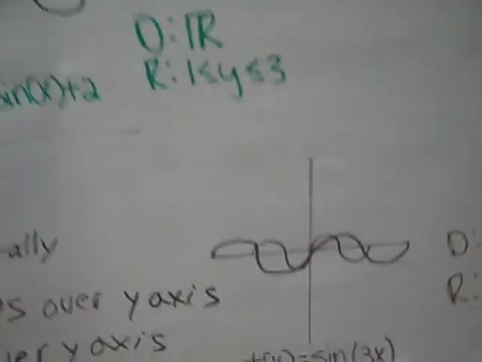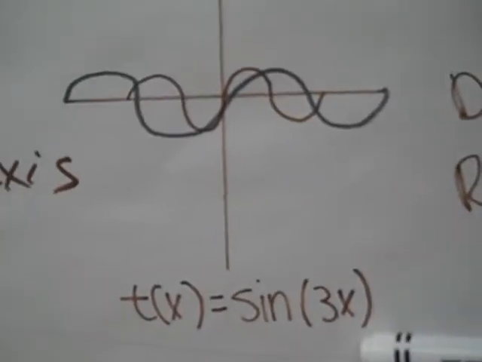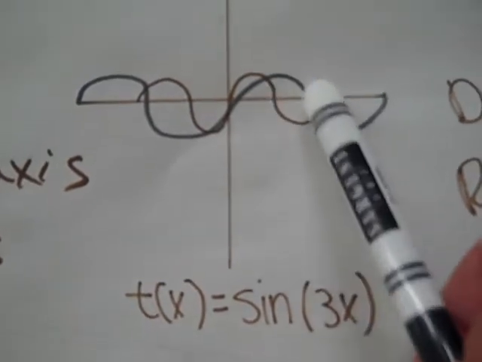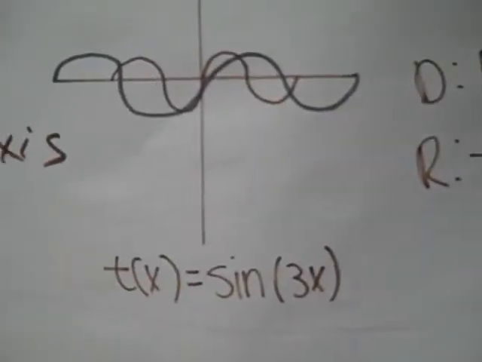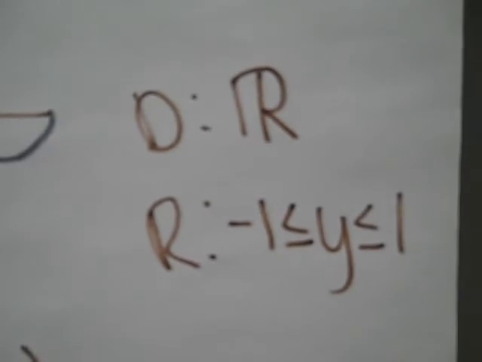In our example, b is a positive whole number over 1, so the graph shrinks horizontally. Here, it shifts to the left. It shrinks horizontally. And the domain is all real numbers, and y must be greater than or equal to negative 1, and also less than or equal to 1.